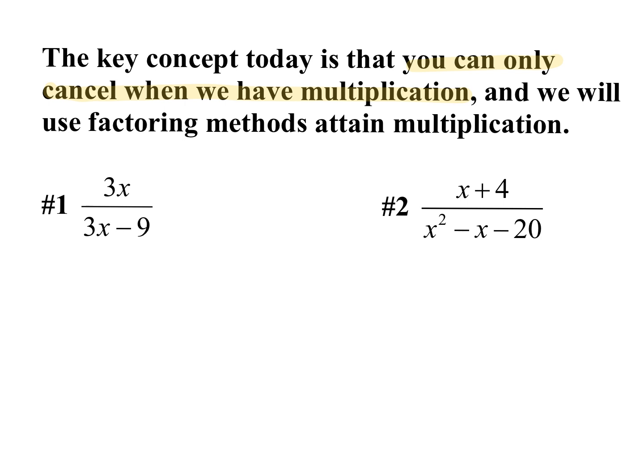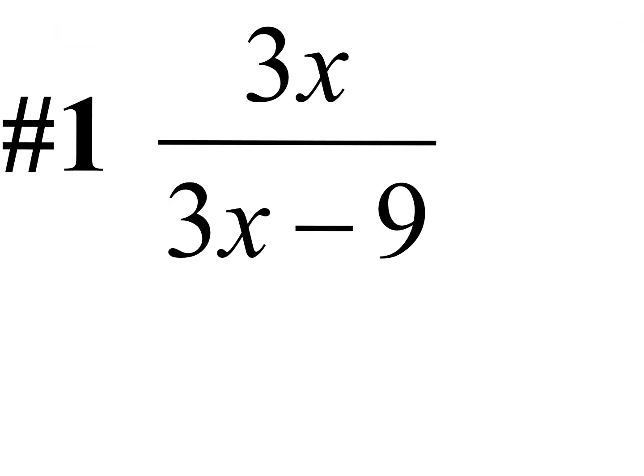And we're going to use factoring to be able to get multiplication, right? So down here on number 1, you might want to cancel 3x and 3x, but that would be wrong, right? Because they're subtraction. So on every single one of these problems, let's factor first to be able to get a multiplication situation, then we could cancel. So what could we factor?